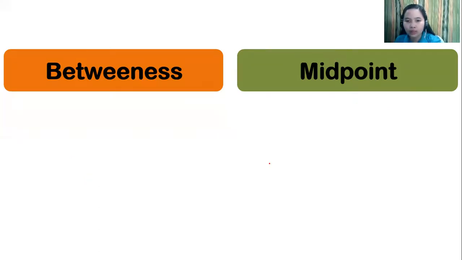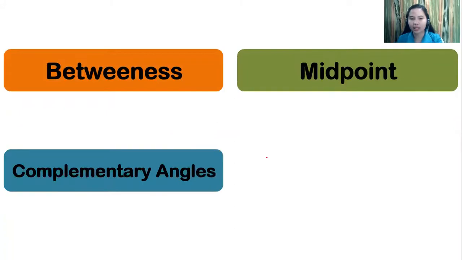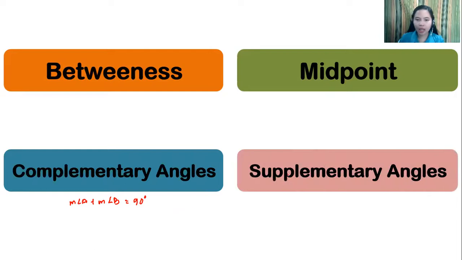How about complementary angles? So when we say complementary angles, when we add the two given angles, the sum is equal to 90 degrees. Let's say we have the measure of angle A plus the measure of angle B, so the sum must be 90 degrees. Okay, that is complementary angles. And then we have supplementary angles. When you add the two angles, the sum will be equal to 180 degrees.